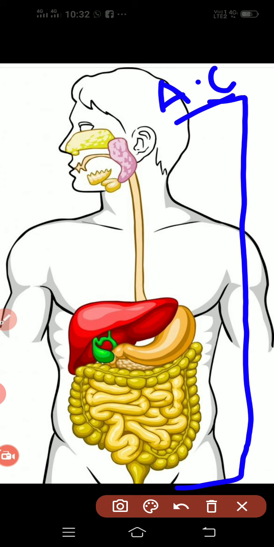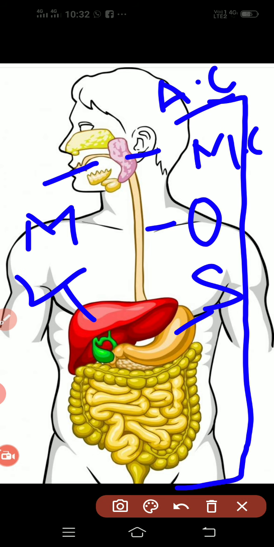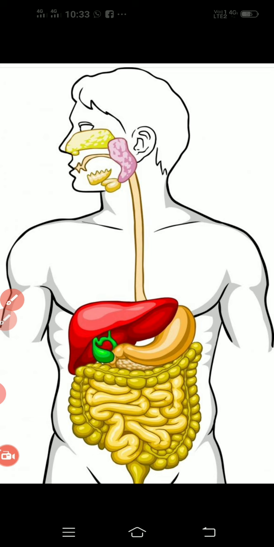the alimentary canal. First part of the alimentary canal is the mouth. Second part is the mouth cavity. Third part is the esophagus. Fourth part is the stomach. Then liver, then gallbladder. After that, small intestine, then large intestine. So these are different parts of the human digestive system.